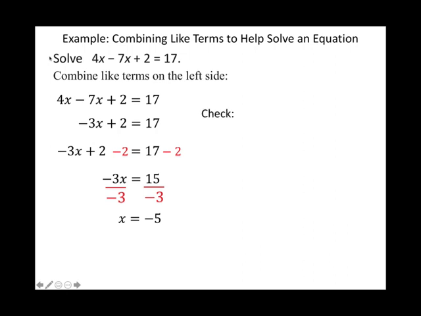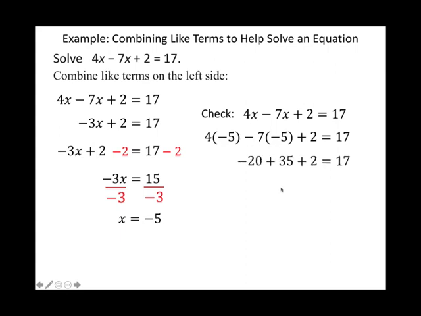Okay, check your work. Plug back into the original equation. So plug in x equal to negative 5. So this is going to be negative 20 plus 35. Okay, negative 20 plus 35, that will be 15. 15 plus 2, 17. So I got the true statement, which means the solution is x equal to negative 5.